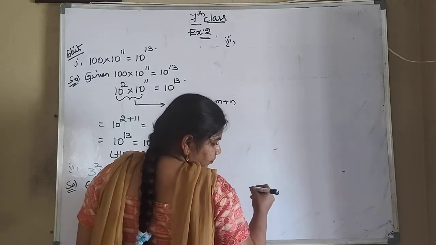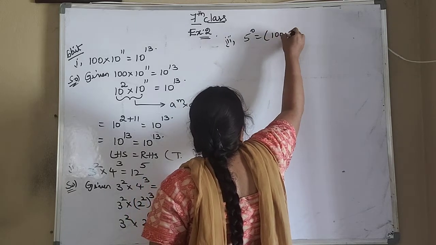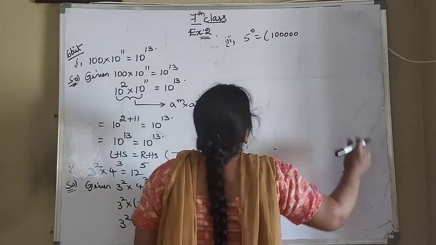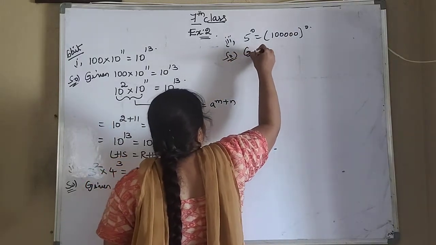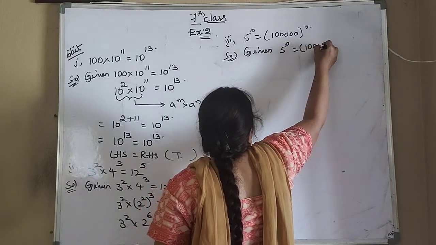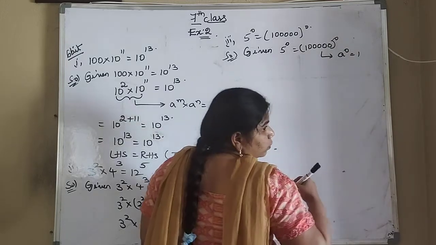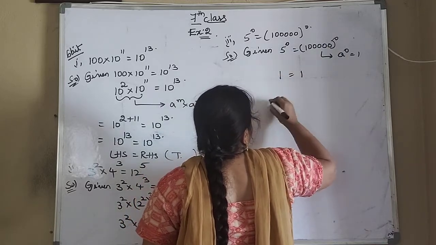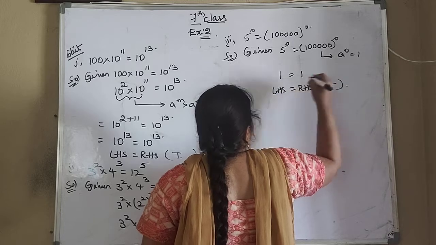Third one is 5 power 0 is equals to 1 lakh power 0. So already we know that any number to the power of 0 will be equals to 1. So here I am applying a power 0 is equals to 1. So 5 power 0 is also 1. 1 lakh to the power of 0 is also 1. So LHS is equals to RHS. So it is true.